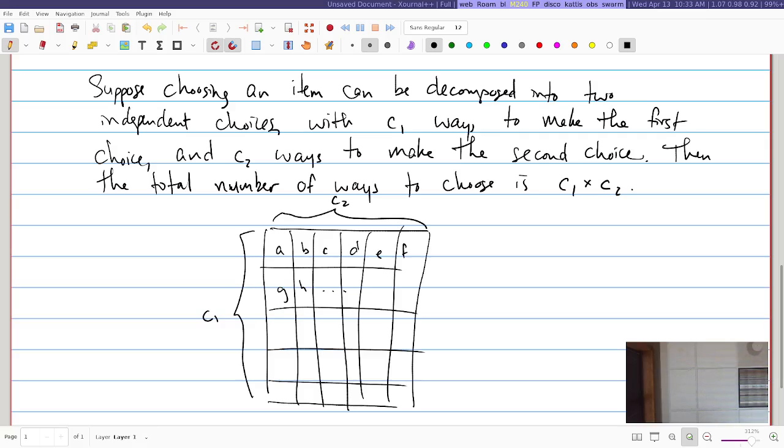Okay? And obviously, if you have a rectangular grid and there's C1 rows and C2 columns, then the number of grid squares is C1 times C2. We've all known that since whatever grade it was that you learned the area of a rectangle.